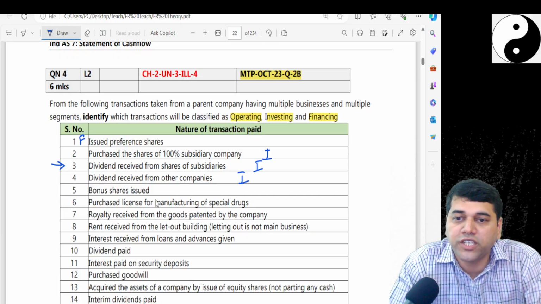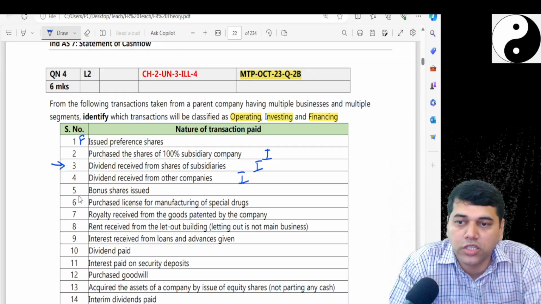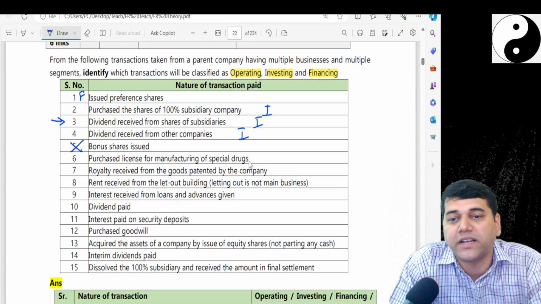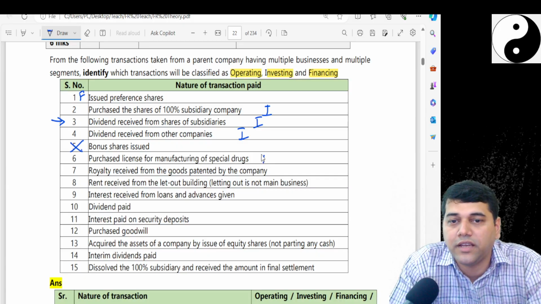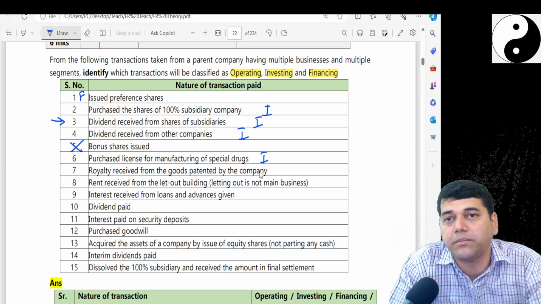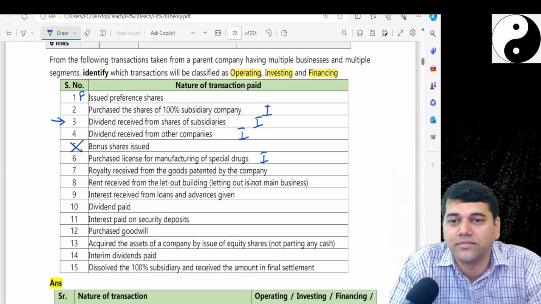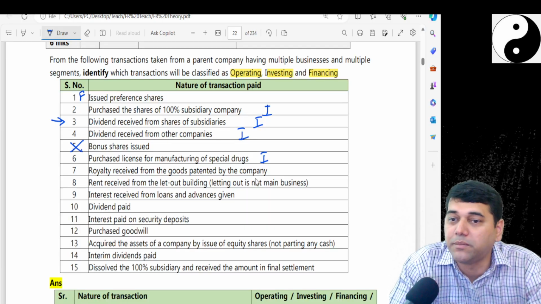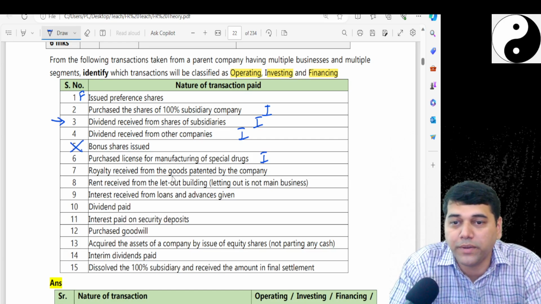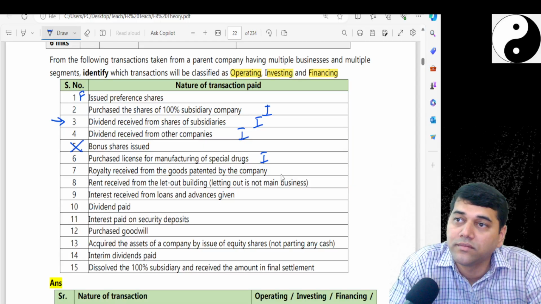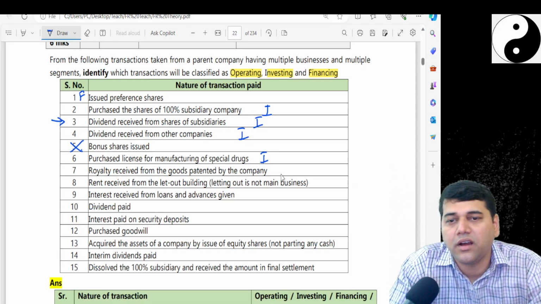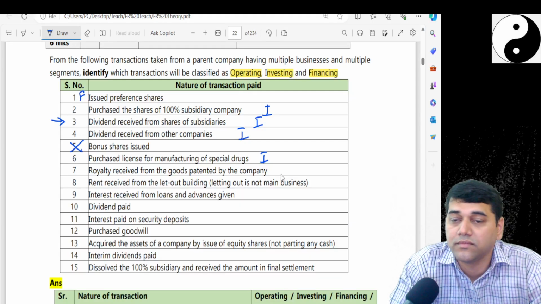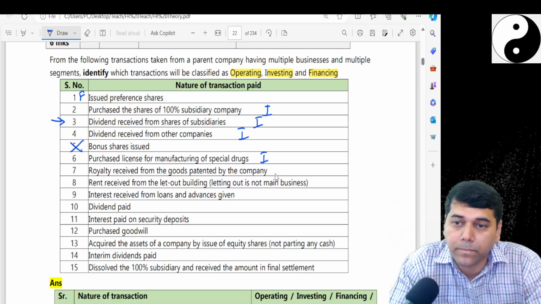We'll see that. Bonus shares issue, non-cash. Purchase of license for manufacturing of specialty drugs, investment. Royalty from the goods patented by the company. This becomes operating, no? Again, it goes for the business. Yeah, it can be for the business.